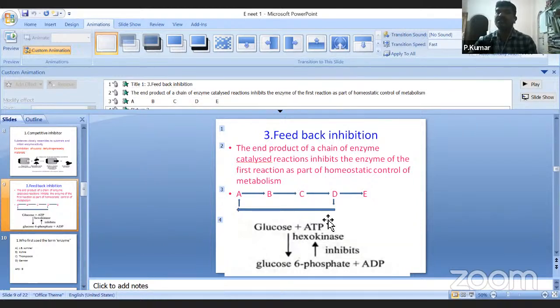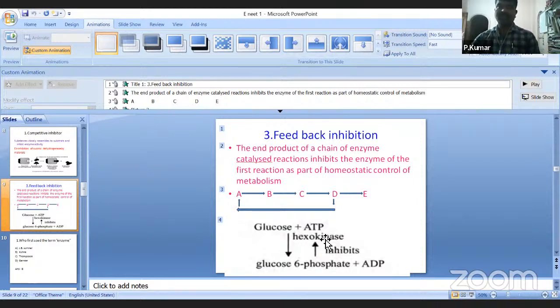Then after the D, it again comes back as feedback, and the first reaction cannot be inhibited. Here similarly you are observing glucose to glucose 6-phosphate; a number of reactions are there. Glucose is the A, glucose 6-phosphate is the D. Between the B and C, a number of reactions are also there.